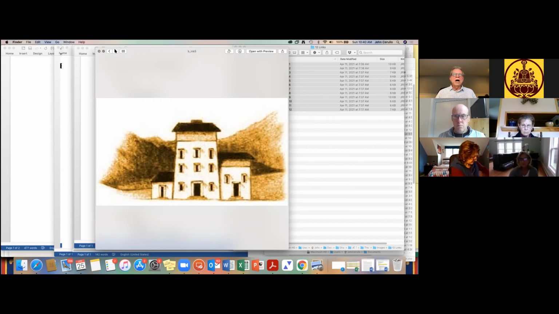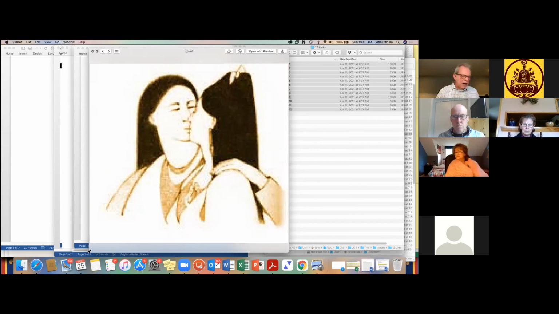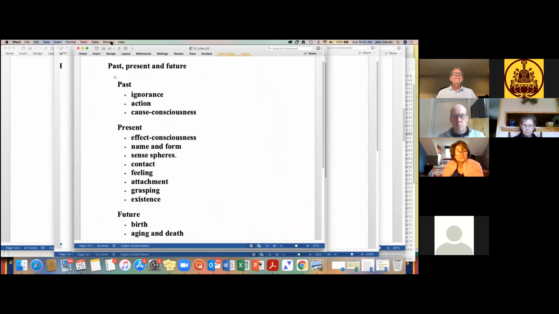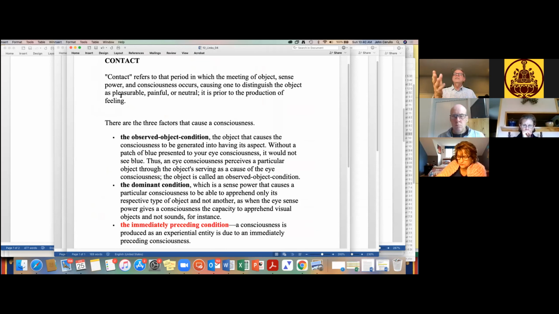And then the next link, we talked about this in passing. Again, it's kind of blown up, so it's fuzzy. But this is the link called contact. This is really, really, really an important link. I'll bring up another visual here. So on this chart, we talk about contact referring to that period in which the meeting of object, that's something outside of you, the sense power, that's one of those sense spheres that I was just talking about, not your actual eye, for example, but that which moves it to experience something, and consciousness occur.